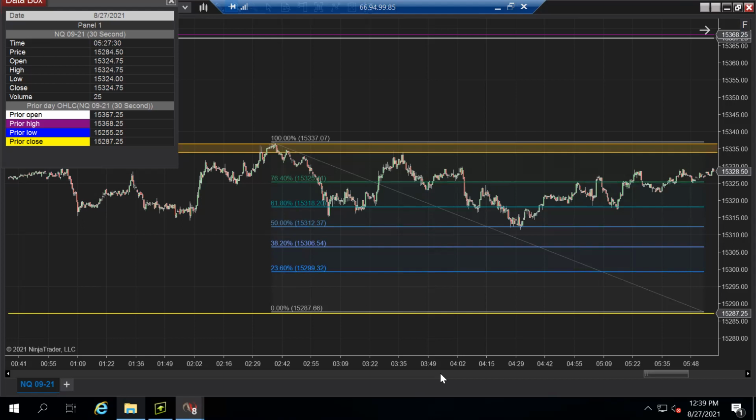And what did we say market participants like to do at 50%? Well, because we have this knowledge base, we should not be surprised that it went to 15,312 and bounced up, because it did not just bounce up at random, at least not from the theory behind understanding Fibonacci retracements. It went to an area where people saw value.